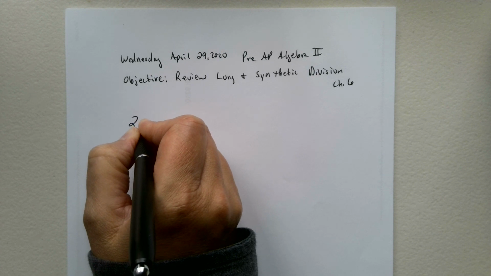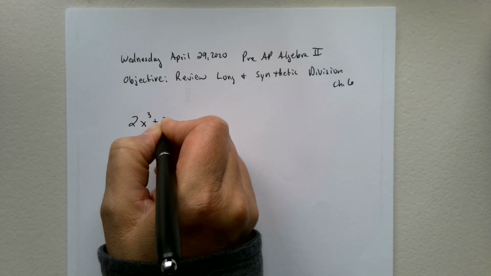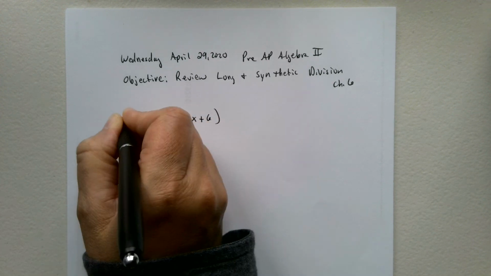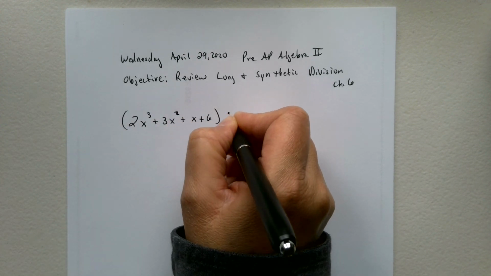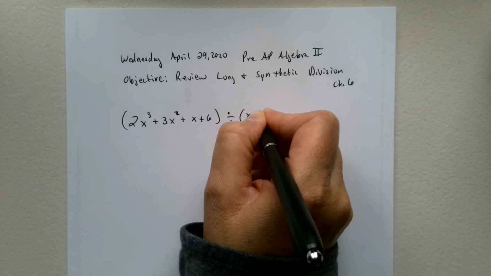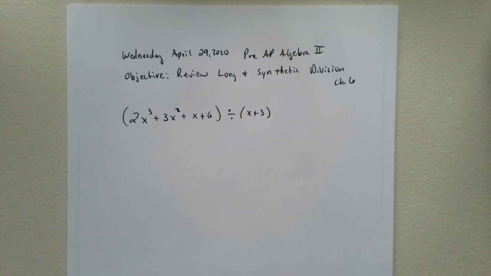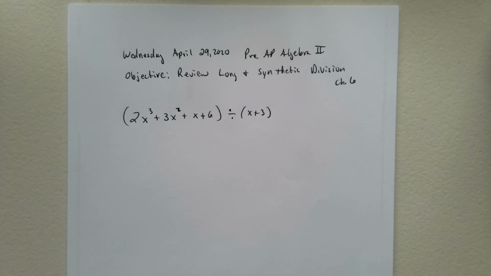So we're going to start with 2x to the third plus 3x squared plus x plus 6, and we are going to divide that by x plus 3. And I'm going to start with long division. You should get the same answer whether you use long or synthetic. But again, synthetic doesn't work for every problem, so you need to know long as well.